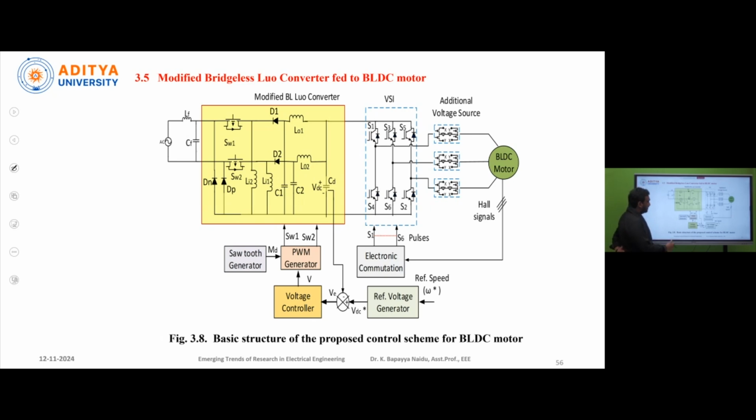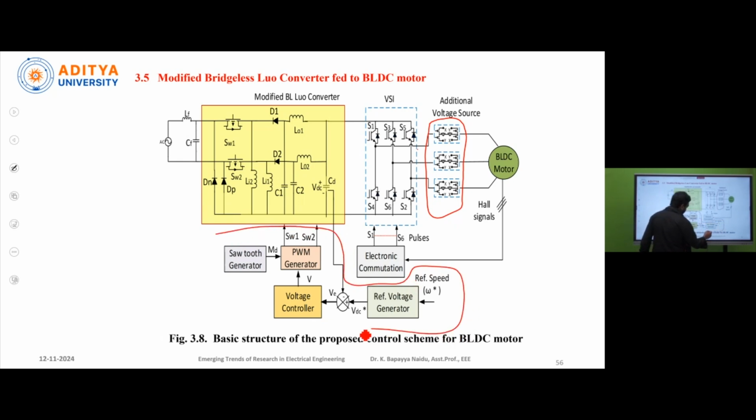Here also, again, we are keeping this additional voltage source to each leg of this converter, and these additional voltage sources are connected in between this voltage source inverter and this BLDC motor. Okay, here also we are using the same voltage multiplier technique for giving the pulses for the SW1 and SW2 switches. These are the SW1, SW2 switches.